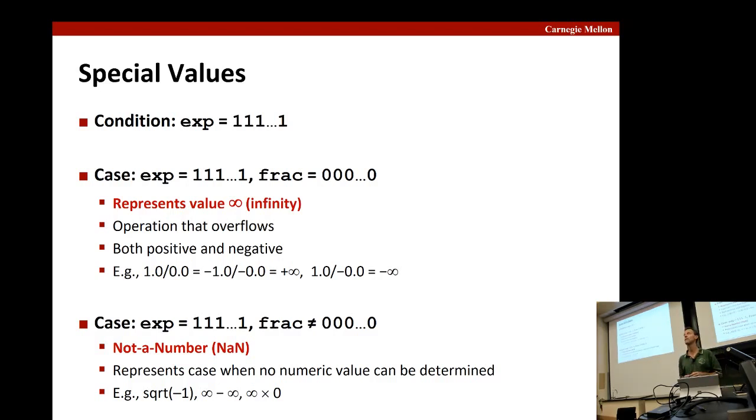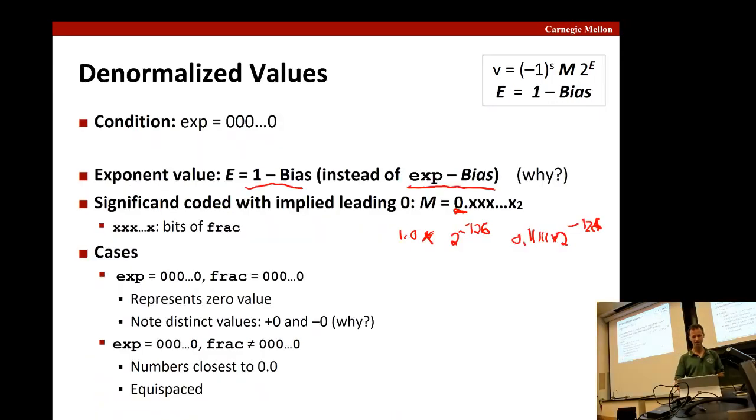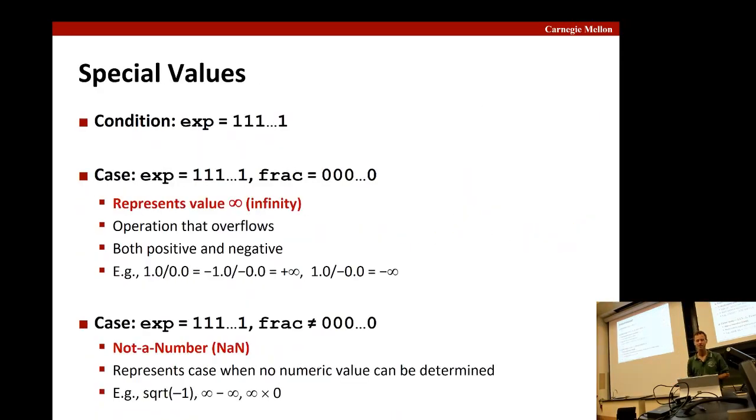But before we get to that, I want to talk about, yes? So you're saying that the largest denormalized value and the smallest normalized value is the same value? No, they're just epsilon apart. Okay, good. All right.